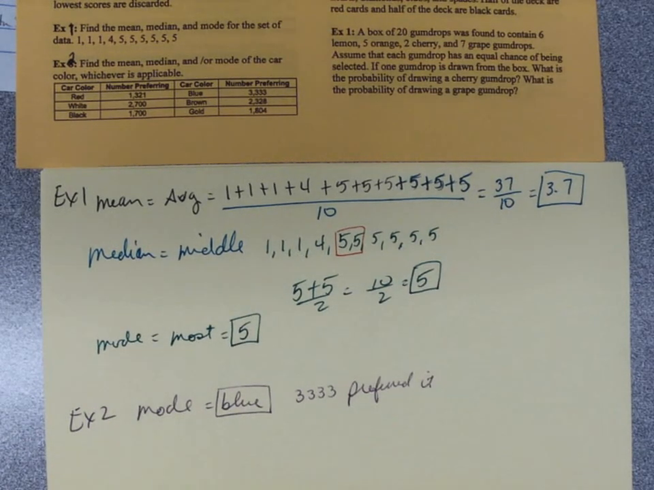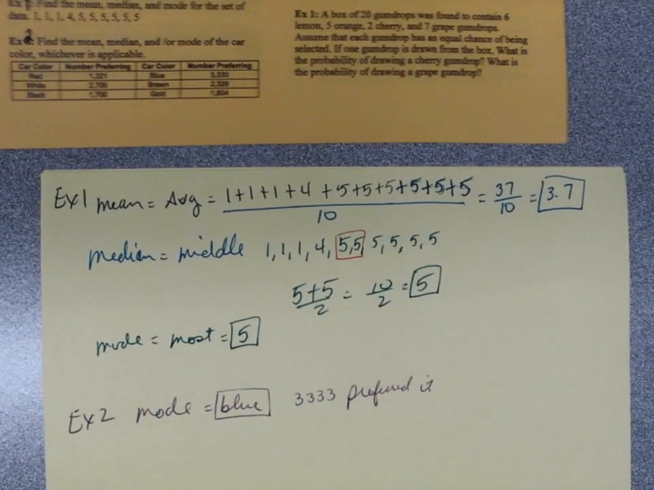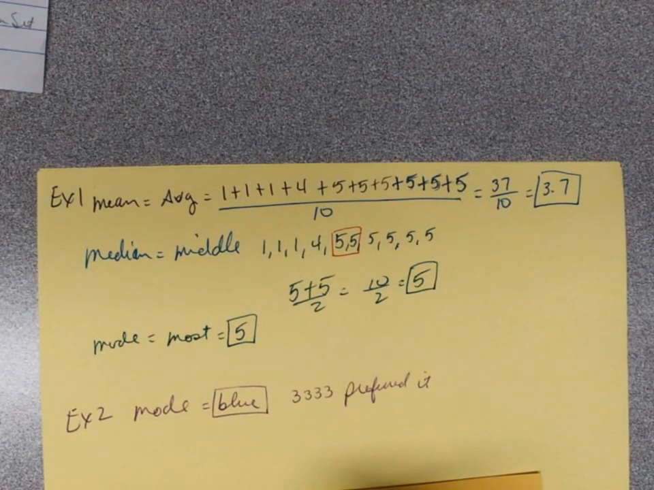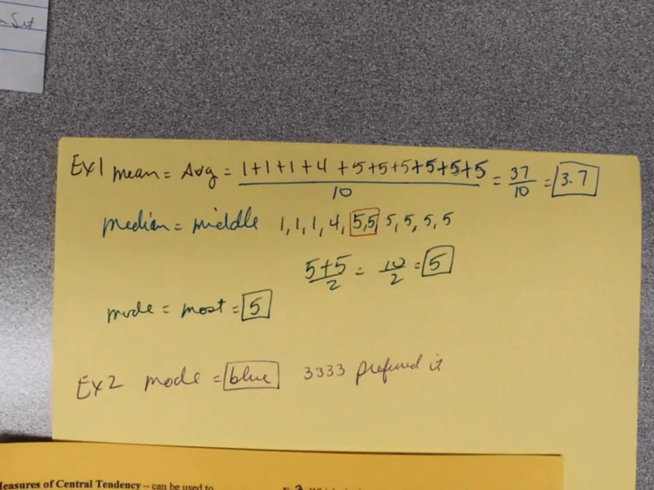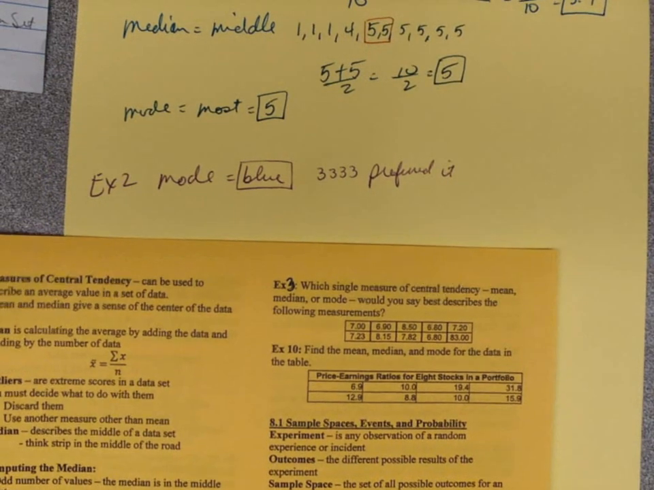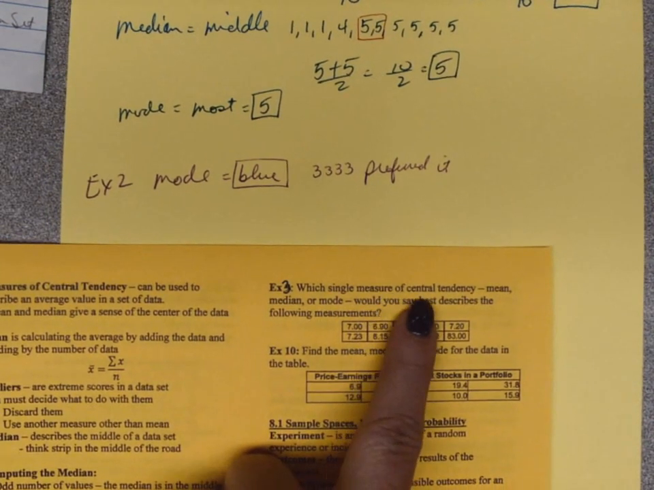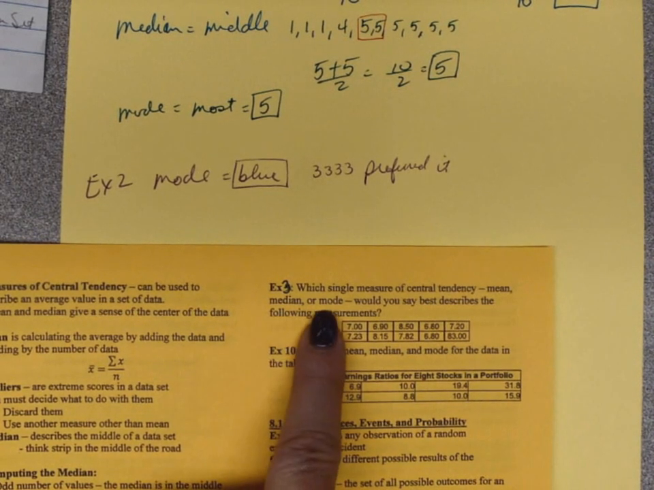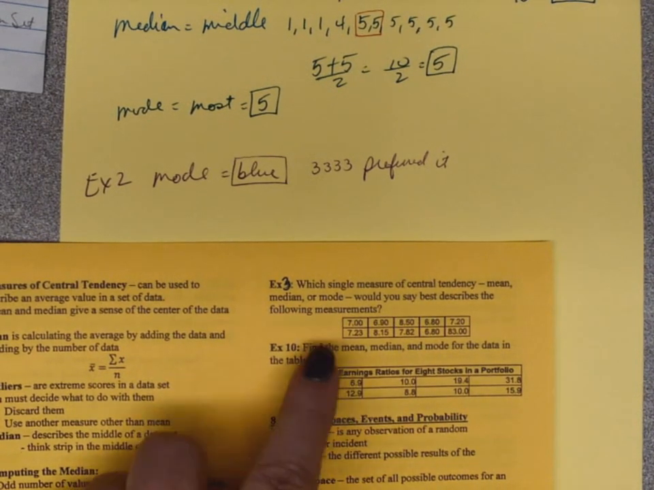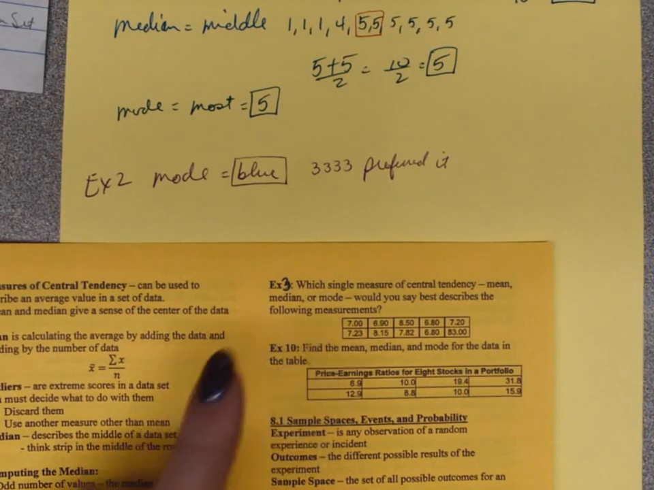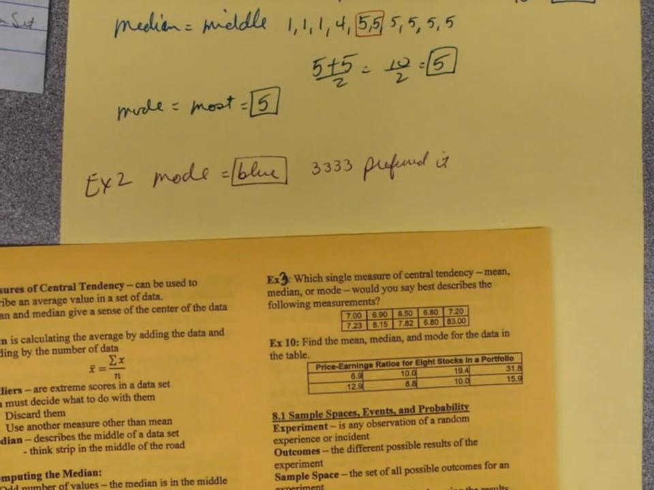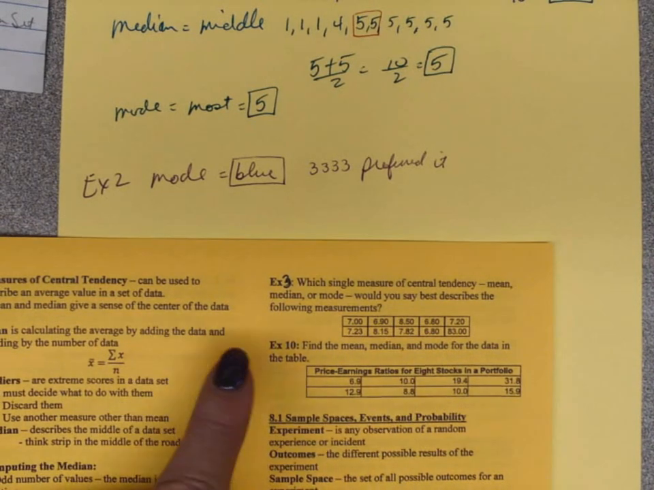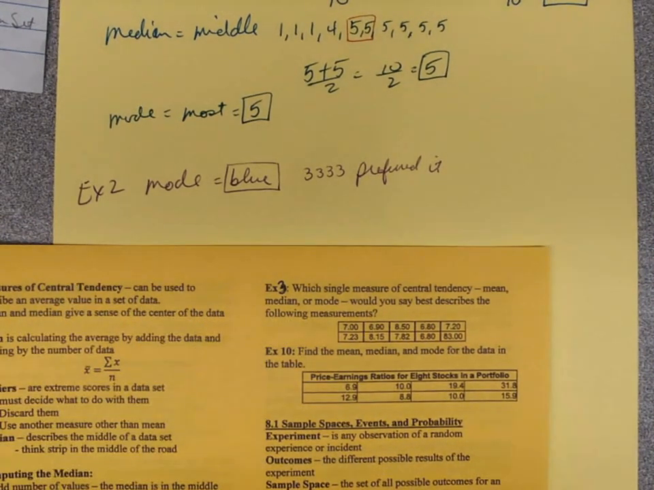Okay. All right. Our next example is going to be example 3. On example 3, which single measure of central tendency, which is your mean, median, or mode, would you say best describes the following measurements? All right, so we don't have qualitative here. We actually have measurements, so we can find the mean, the median, and the mode.